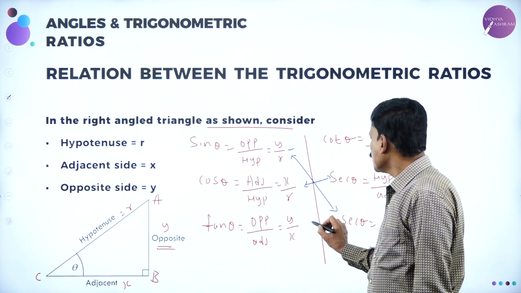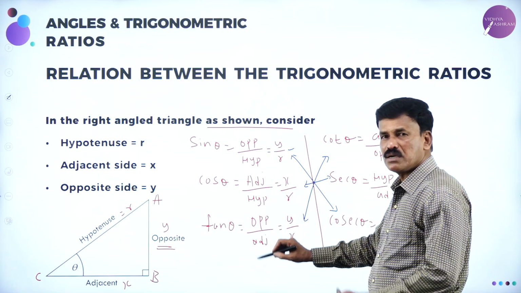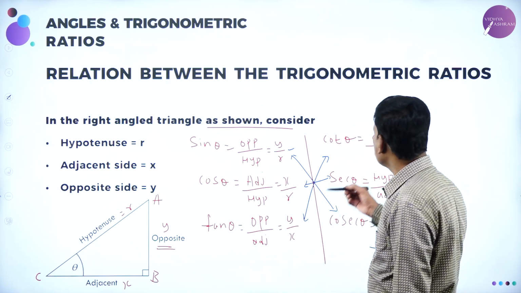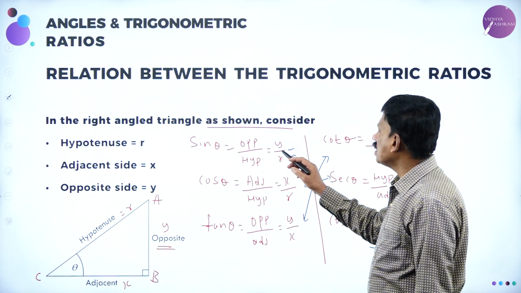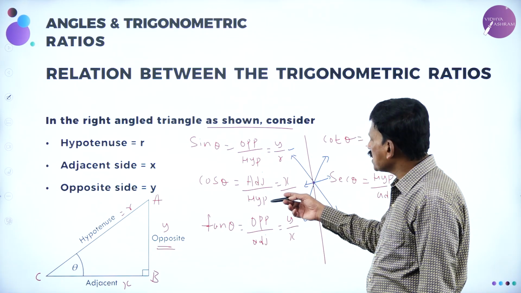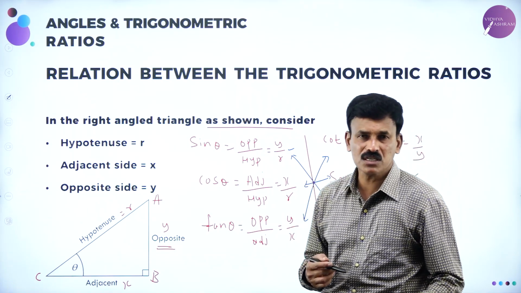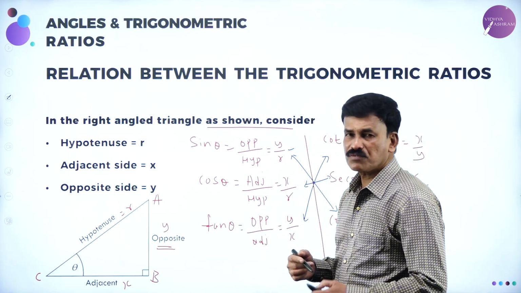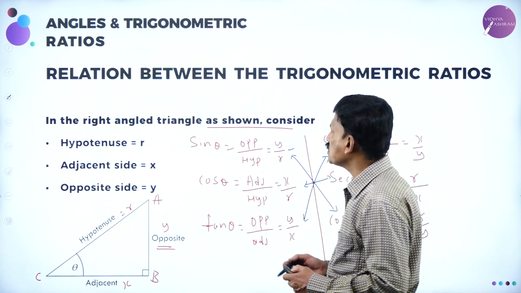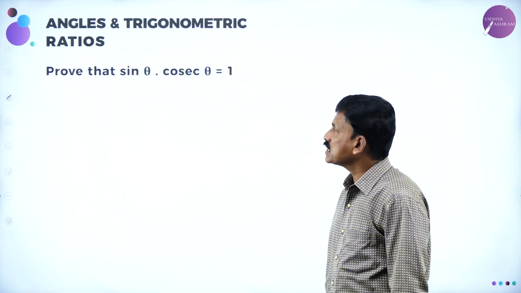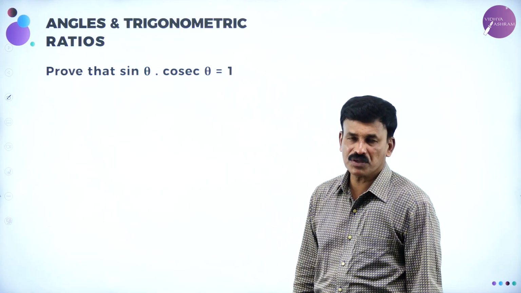And similarly, tan theta and cot theta are related. Tan theta is opposite by adjacent. If you reverse it, you will get cot theta, adjacent by opposite. So sin theta divided by cos theta will also give tan theta, or cos theta by sin theta will give cot theta. That is the quotient relation. So these are a few simple methods to remember the 6 trigonometrical ratios. Now move on to the reciprocal relation. These are all very important types of problems, of 1 or 2 marks.